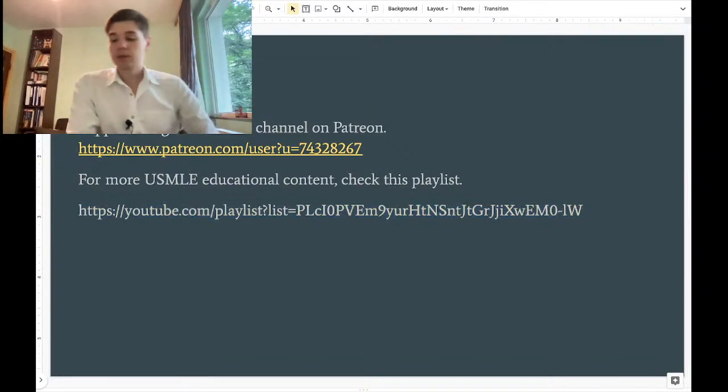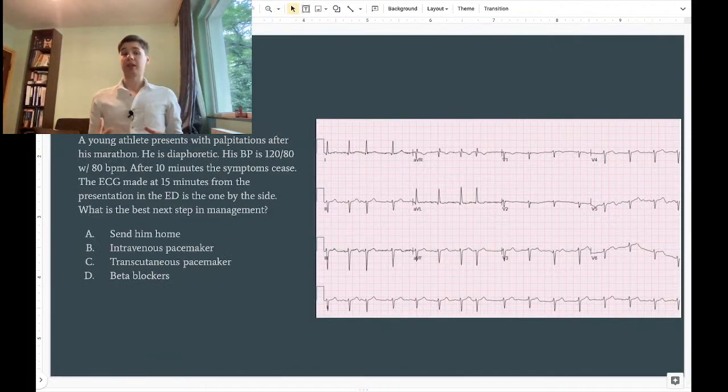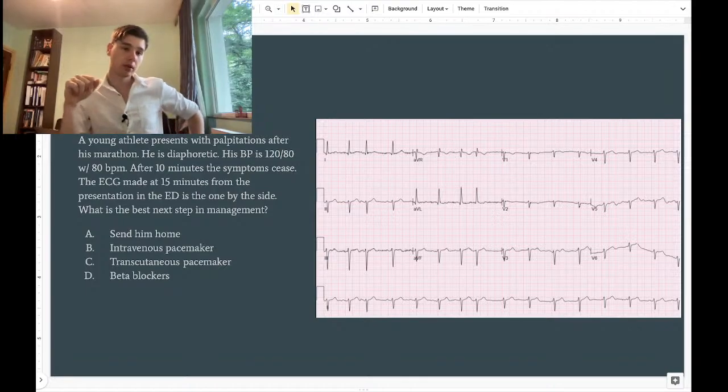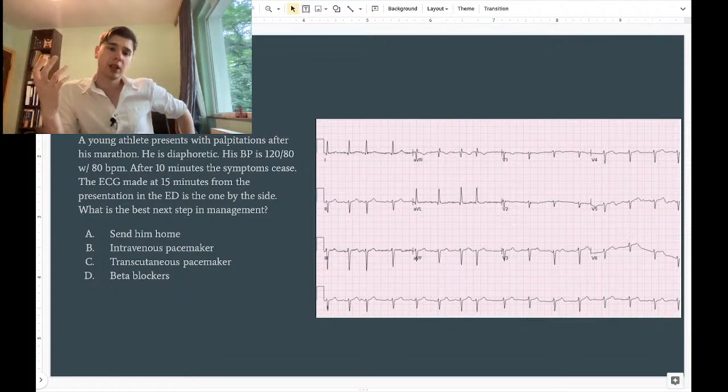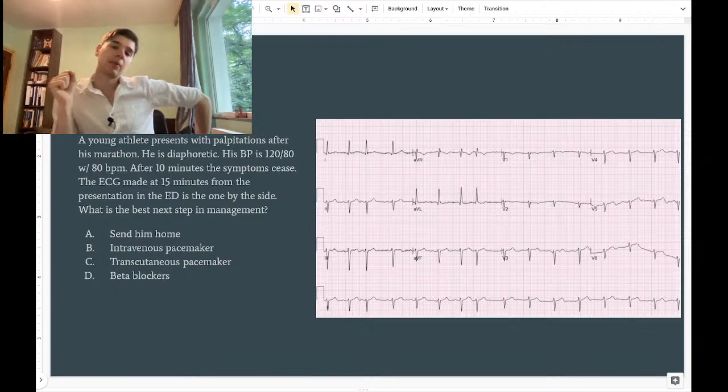Okay, the last topic we will touch upon is a cardiology topic. We have a young athlete that presents with palpitations after his marathon. He is diaphoretic. His blood pressure is 120/80 with 80 beats per minute. After 10 minutes, the symptoms cease. The EKG made at 15 minutes from the presentation in the ED is the one by the side. What is the best next step in management?